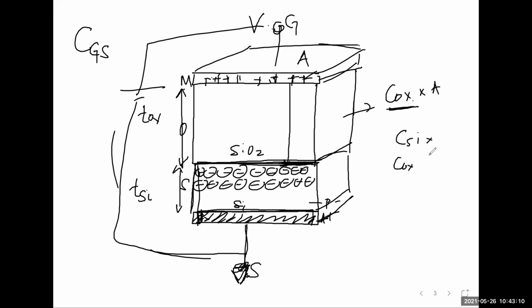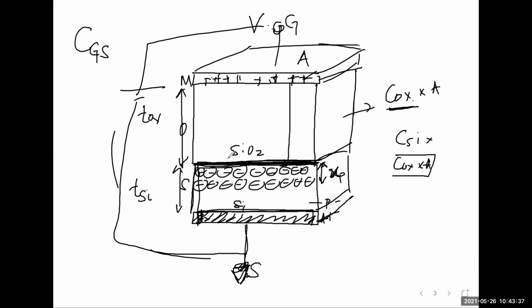Cox times A, okay. Now, if it is Cox times A, all the charges should be right here. Let's say this distance was XP. We calculated this distance, right? So if it is Cox times A, then all your negative charges should stay right here in the edge.